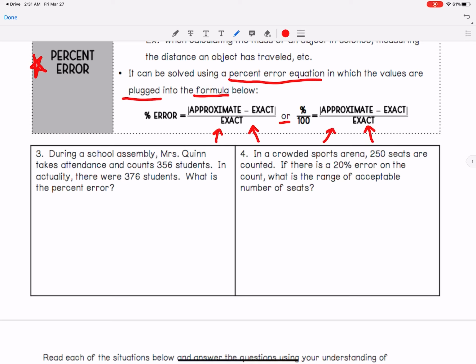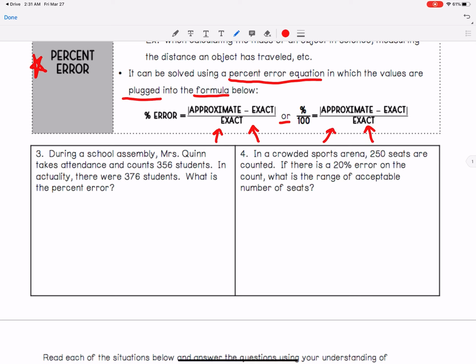All right, next question. Read each of the situations below and answer the questions using your understanding of absolute and percent error. I really like absolute error. I think that stuff is really fun because you just take the difference. You're just subtracting. And then percent error, we just take that one at a time.